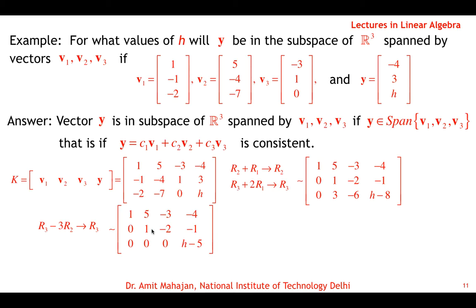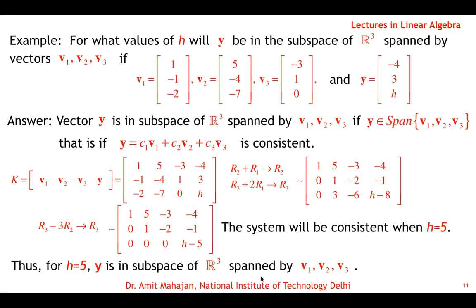Now clearly it is an equivalent form, and if this element h minus 5 is non-zero, then this becomes the leading element of the third row, and because this leading element will then be in the last column, the system will be inconsistent. And so for consistency of the system, this element has to be 0. Okay, so when h equals 5, this last element becomes 0 and the system becomes consistent. So the system will be consistent when h is 5. So for h equal to 5, this y will belong to the span of these vectors. Okay, so this was our another example.